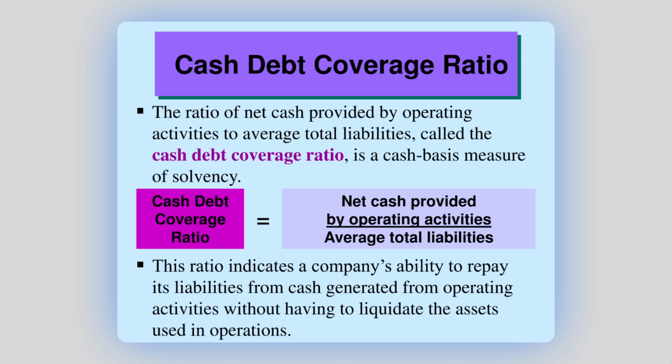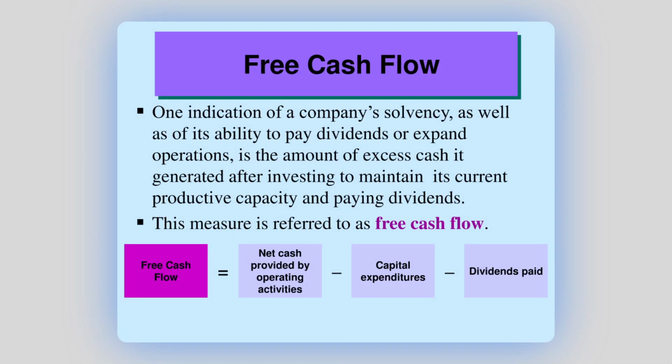Now, this ratio indicates the company's ability to repay its liabilities from the cash generated from the operating activities, without having to liquidate the assets used in the operations. Yan. You have also your free cash flow.